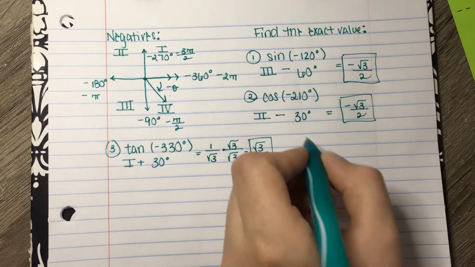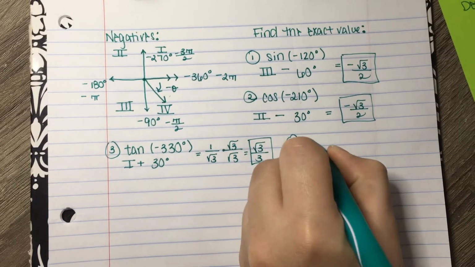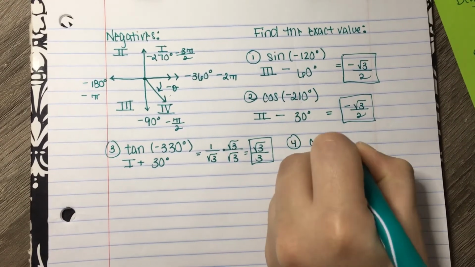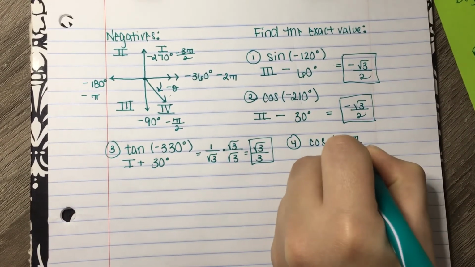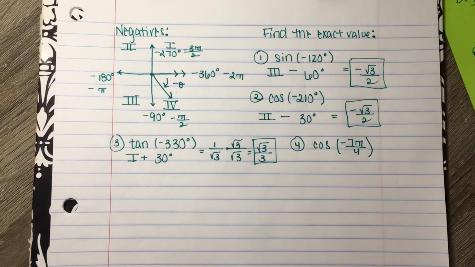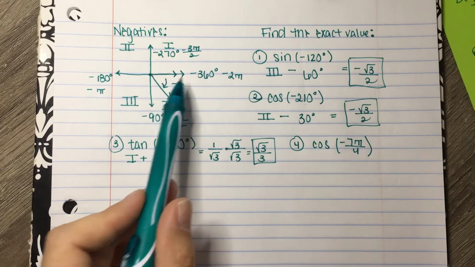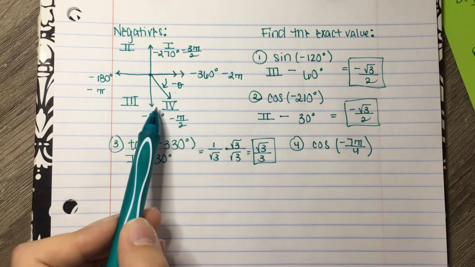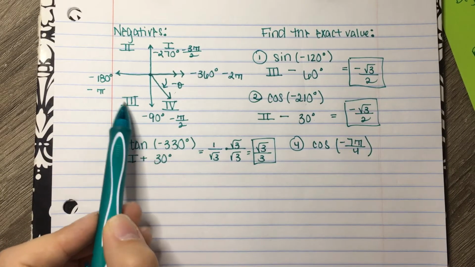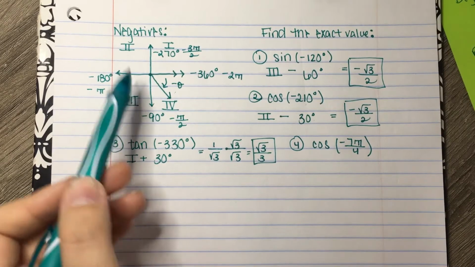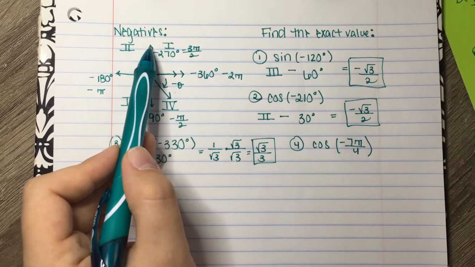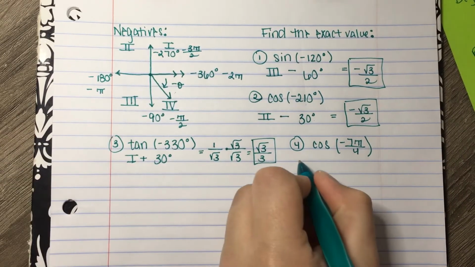All right, let's take a look at another one, number 4. We're going to take a look at a radian example, and we're going to have cosine of negative 7 pi over 4. Okay, negative 7 pi over 4, so we pass here negative 2 pi over 4. We pass negative 4 pi over 4. We pass negative 6 pi over 4, and here's our angle lying in quadrant 1.